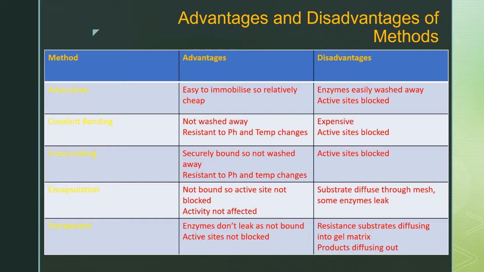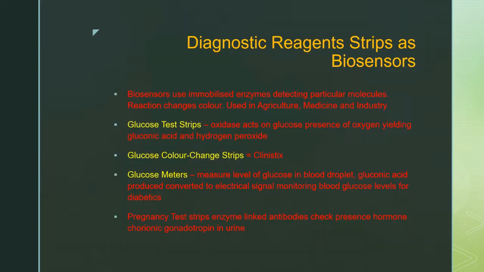Encapsulation, now don't get this mixed up with entrapment. Encapsulation is not bound, therefore the active site is not blocked, and therefore the activity is not affected. But the substrate can sometimes diffuse through the mesh, and some enzymes can leak. Entrapment, however, is when enzymes do not leak. They will not leak as they're not bound, and the active site will not be blocked. But this uses resistant substrates diffusing into the gel matrix, and then the products can come out. Not the enzyme, but the products.